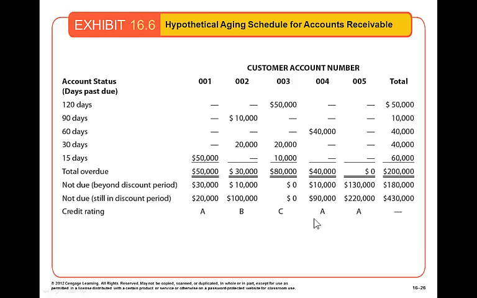The A rating customers, hey, they pay, even though they may be a little bit late right now. They pay. I count on getting my money from them. But B and C, not quite so. I might have to manage those. So this aging schedule gives you as a business owner a really good tool for managing your accounts receivable. That's your money that you have loaned your customers for 30 days that they need to pay you back.